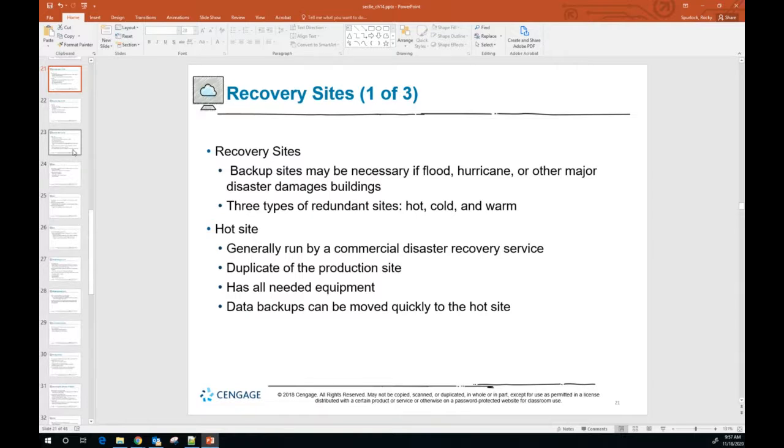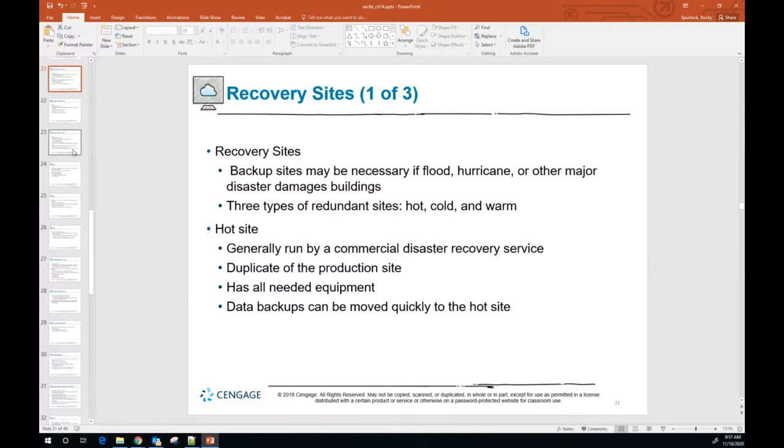The three different recovery sites we're going to talk about are the hot, cold, and warm sites. Recovery sites are backup sites that you may need in case something happens to the building, some kind of major disaster to the building, such as flood, hurricane, tornado, and so forth, fire.